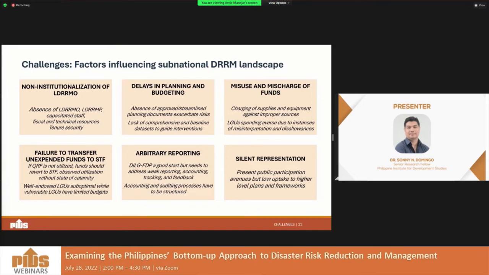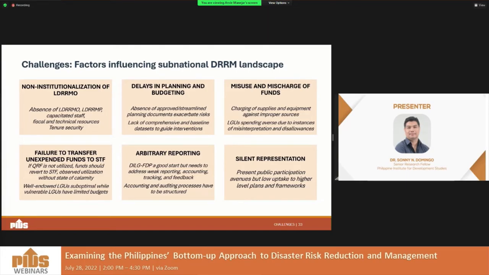There are issues about security of tenure, because every three years, in some municipalities where there are changes in local leadership, we also have changes in DRRM office leadership. Delays in planning and budgeting also have a big impact on the barangays coming into the picture and contributing to the overall planning process, and on them inputting the requirements for the year, budget-wise.